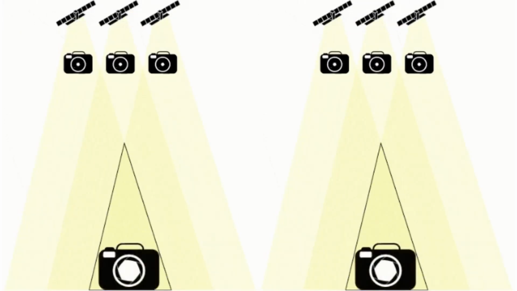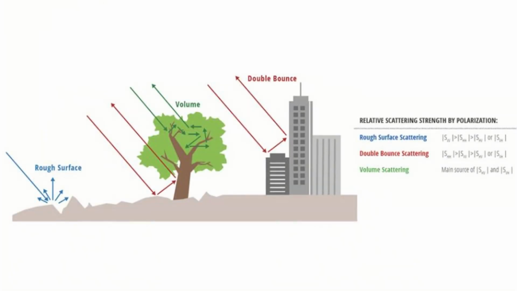Why SAR is ideal for flood mapping? SAR has three main advantages during floods. 1. All-weather capability, radar signals pass through clouds and rain. 2. Day and night imaging, it works without sunlight. 3. Surface sensitivity, it detects differences in roughness and moisture.